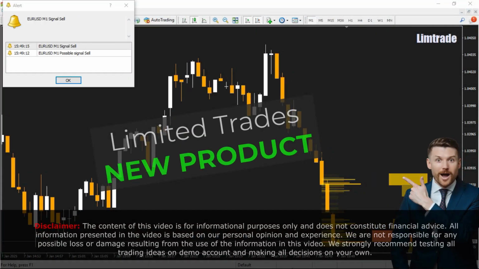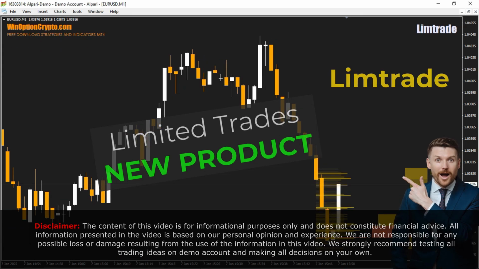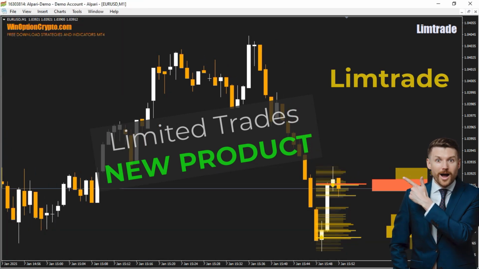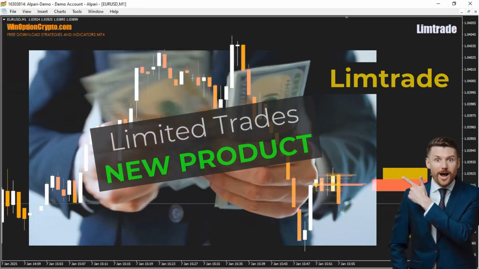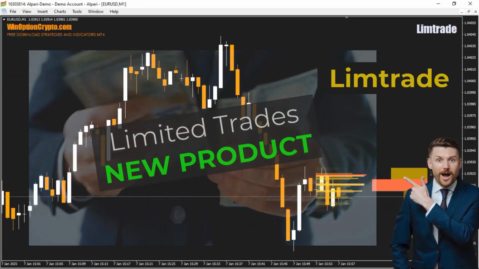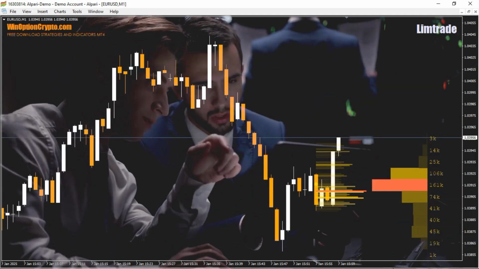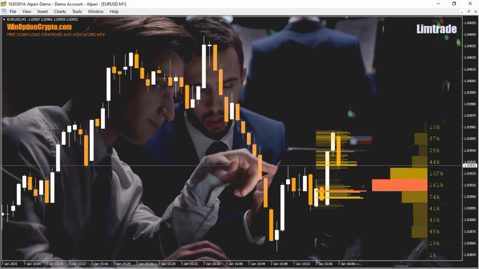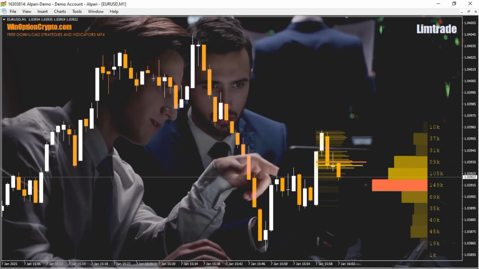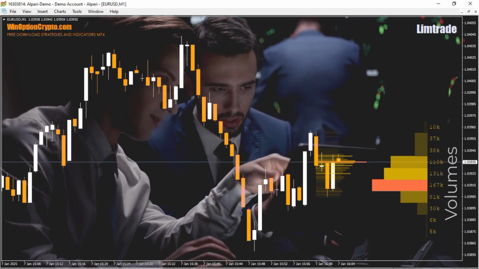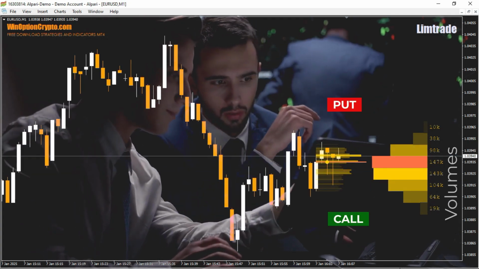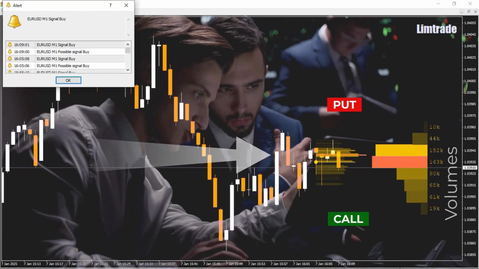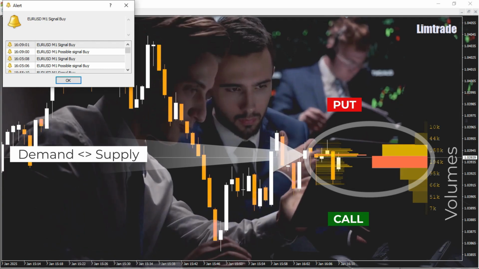A new product from Limited Trades is the Limtrade Indicator, which can become an indispensable assistant for traders not only in binary options trading, but also in the Forex market. Limtrade helps make more informed trading decisions by using trading volume data to generate signals to buy call and put options, and it also visualizes the supply and demand ratio in the market.